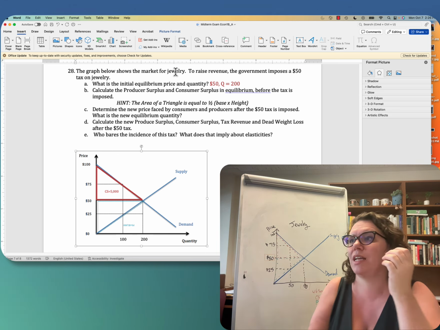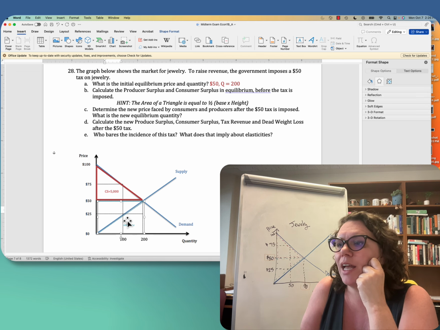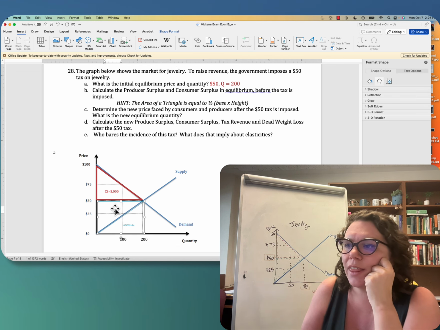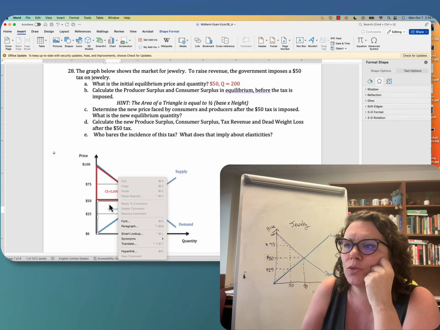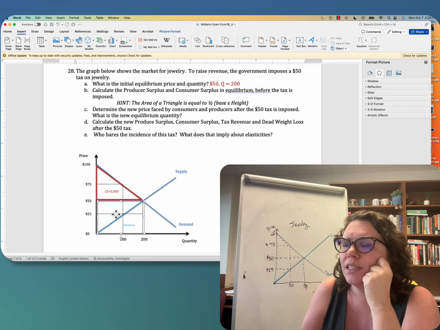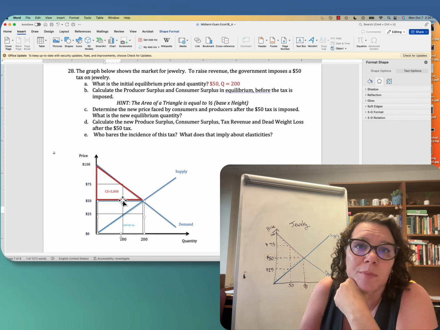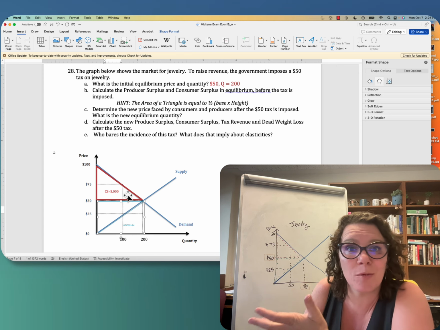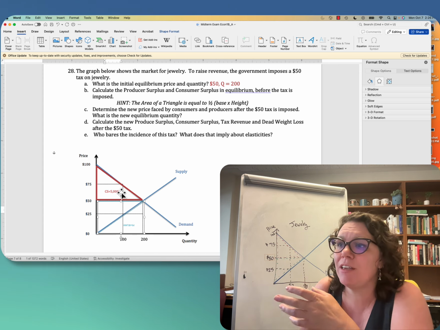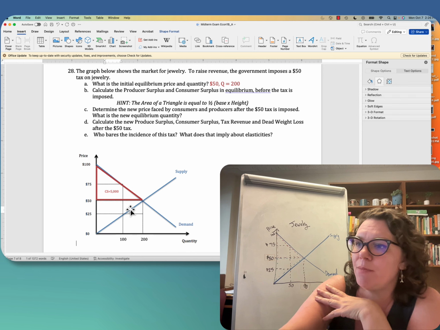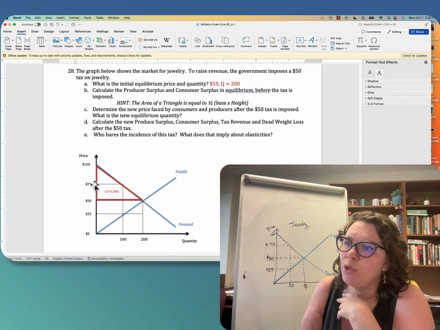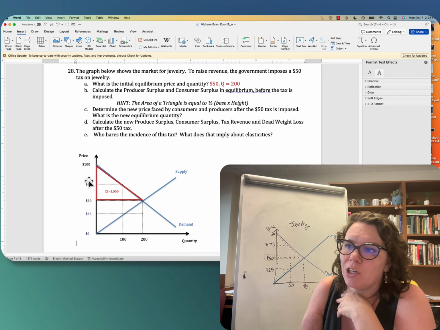Now we want to impose a tax. We're going to see a new tax associated with this jewelry, and it's going to tell us that the consumers are going to be paying a portion of it, the producers are going to be paying a portion of it. That's going to be determined by elasticities, but we know it's going to be a $50 tax. And I tried to make it really obvious here by putting in a $50 marking, right?